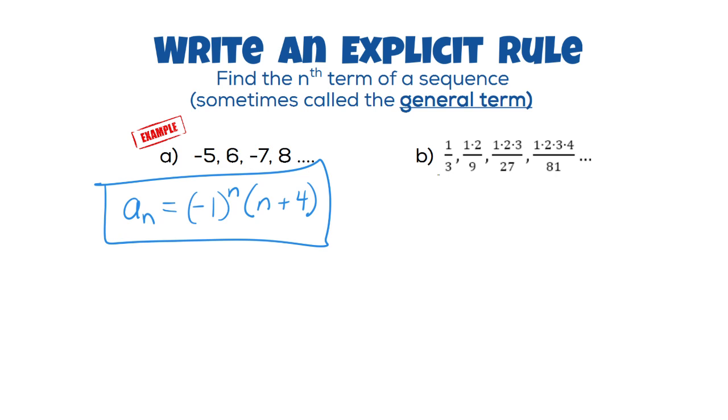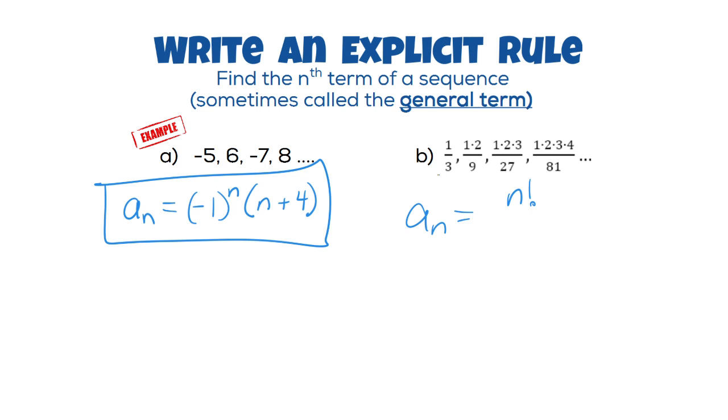Looks a little fancier. Probably going to be easier, though, because it's pretty straightforward. If you look at your numerator, what do you think's going on with those? All right, that's your classic factorial. So I'm going to write n factorial, because this is 1 factorial, 2 factorial, 3 factorial, 4 factorial. So that's going to work.